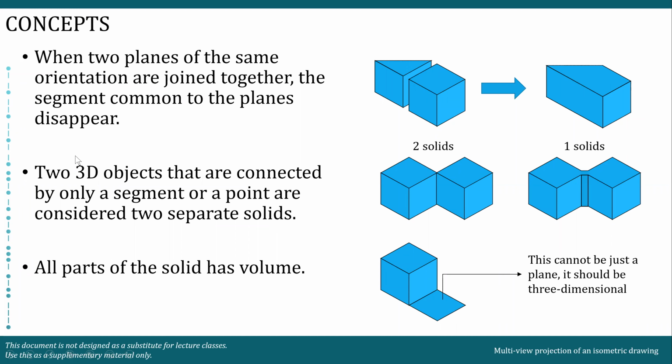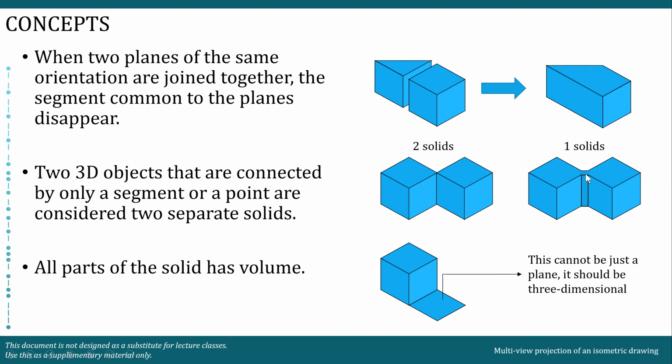Next concept, two 3D objects that are connected by only a segment or a point are considered two separate solids. For example, if you have two cubes, tas pinagdikit nyo siya such that they are intersecting on a common line, kumbaga, ito lang yung common sa kanila, linya, then they are not actually one solid. They are considered as two separate solids. Paano sila magiging isang solid? Kung may volume yung connection niya.